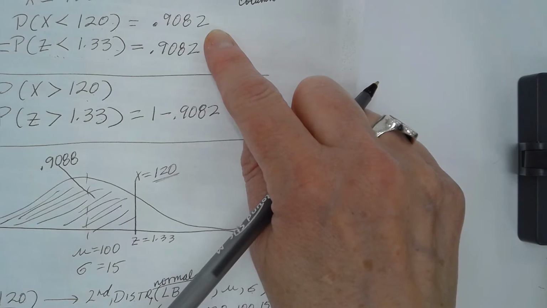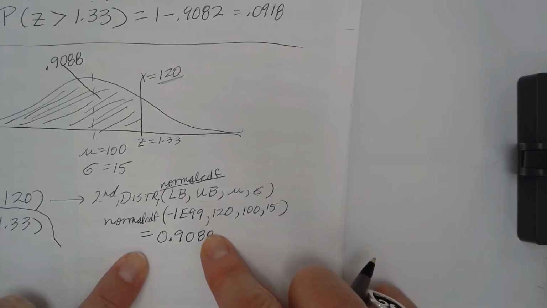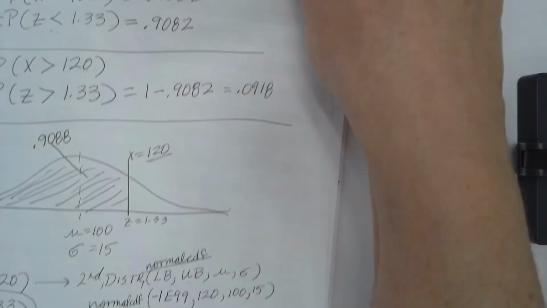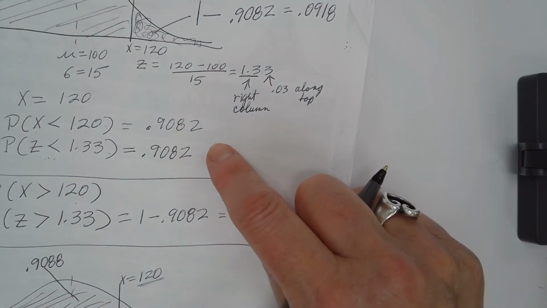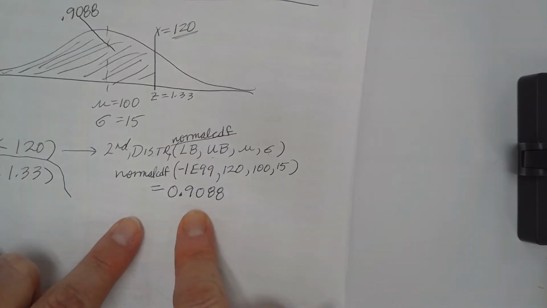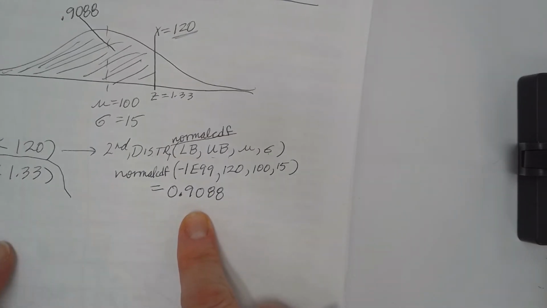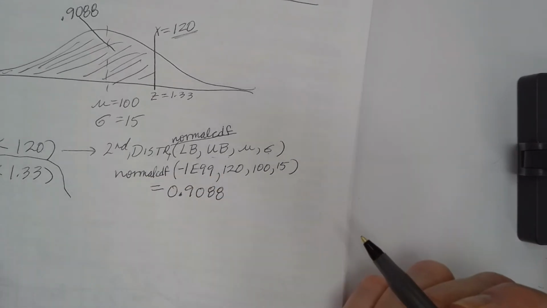Okay, so if you're using your calculator instead of the table and it's a multiple choice question and the closest thing that it has is 0.9082, then choose that one. Okay, and show all your work so that I can know. Okay, any questions on that?